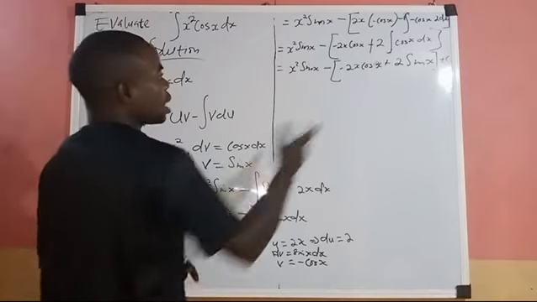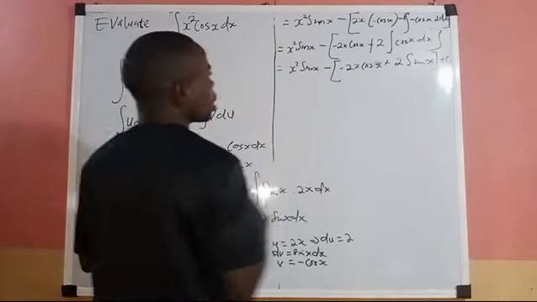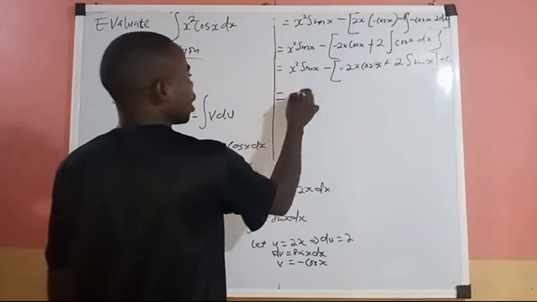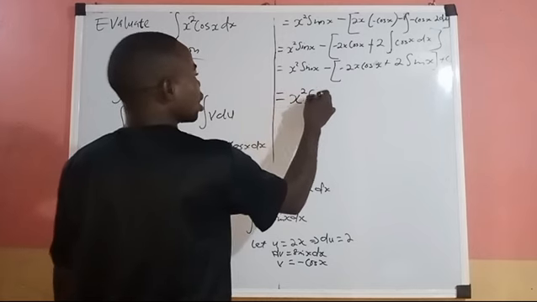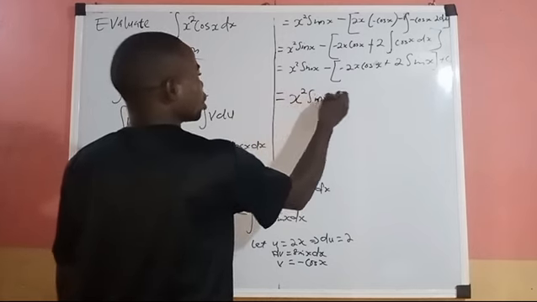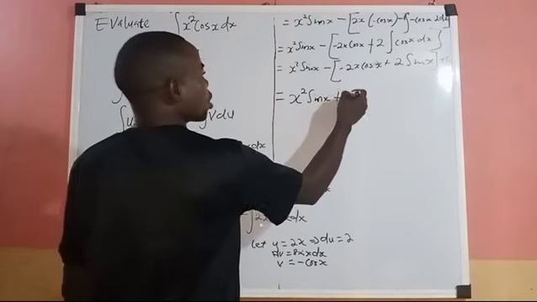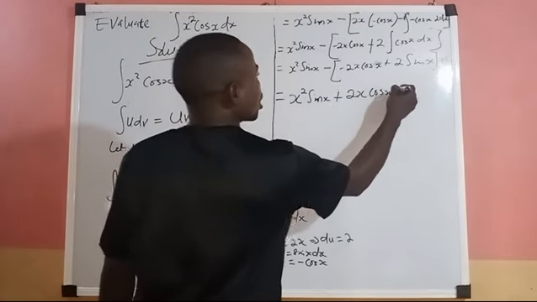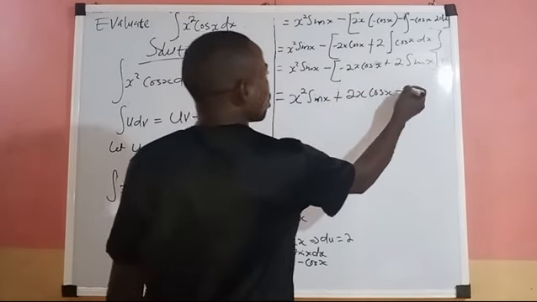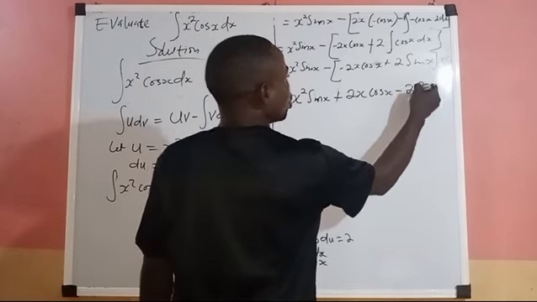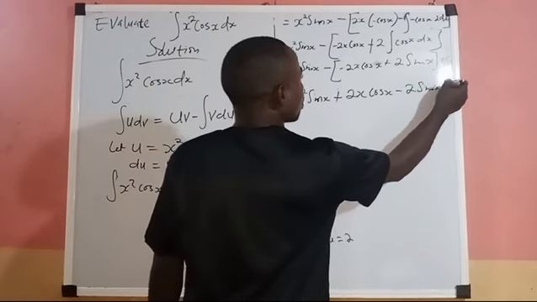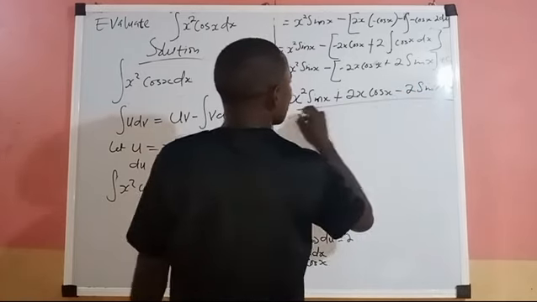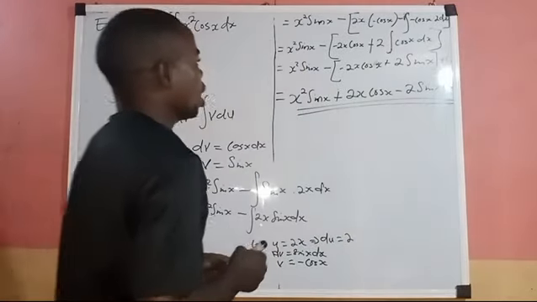Okay, and that is basically what we're going to have. I can now open this bracket to have my final answer. The final answer now becomes x squared sine x, and this minus comes here, plus 2x cos x, minus, since minus times plus is going to give us minus, 2 sine x plus c, and this is going to be our final answer.